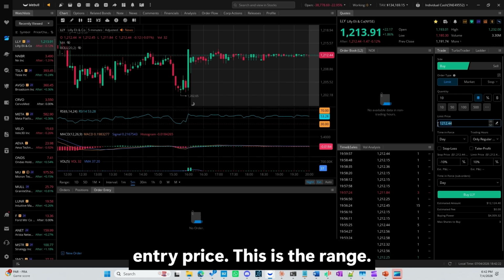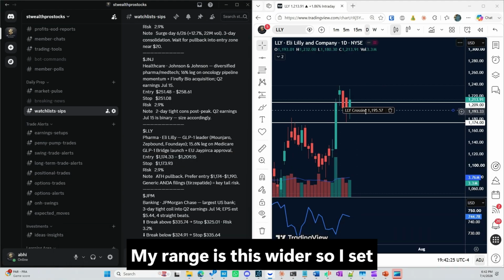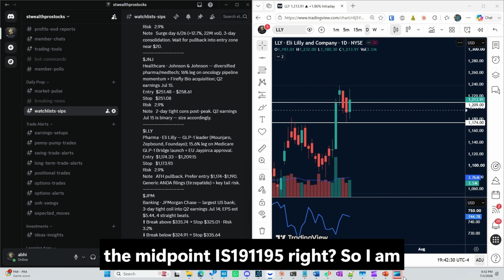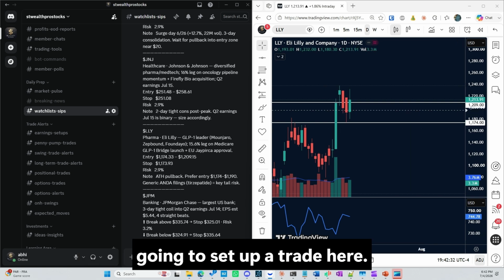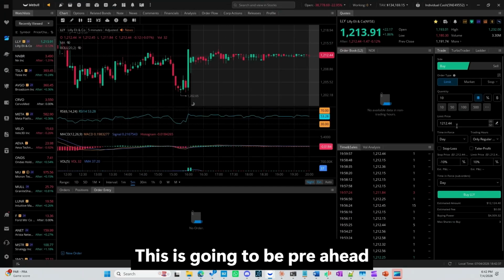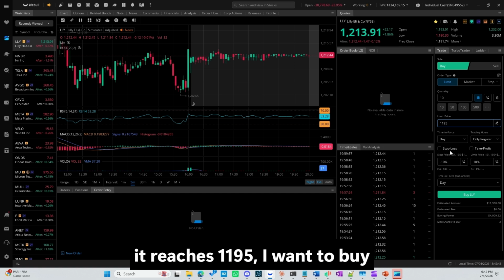And this is my entry price. This is the range. My range is this wide, so I set up an alert, right? And somewhere around the midpoint is 1195, right? So I am going to set up a trade here. This is going to be pre-market, ahead of market open, at 1195. If it reaches 1195, I want to buy this.